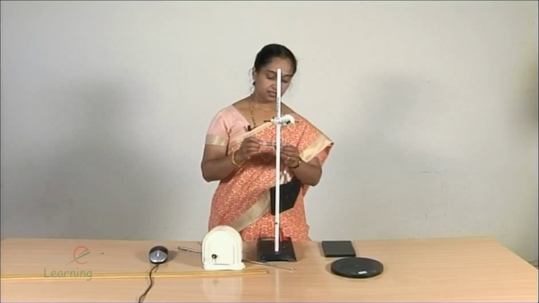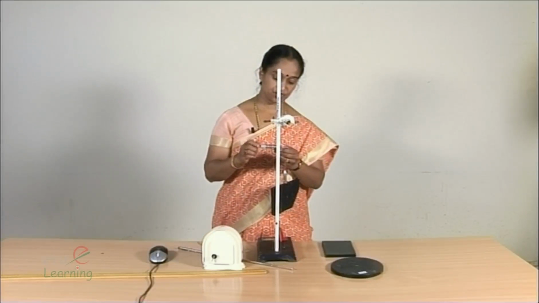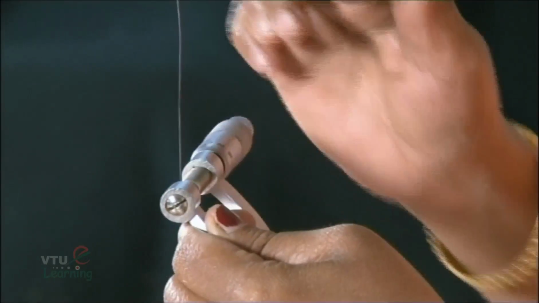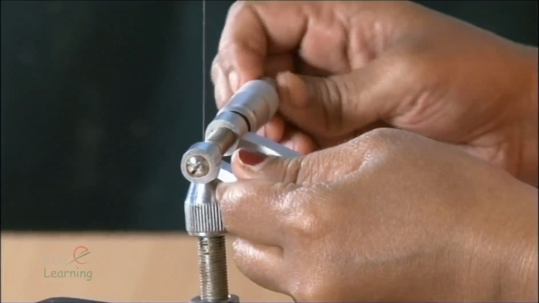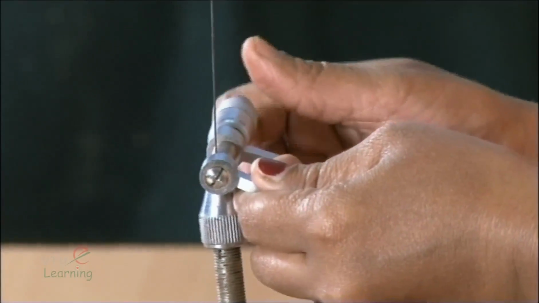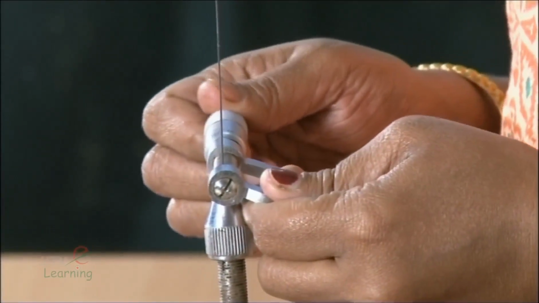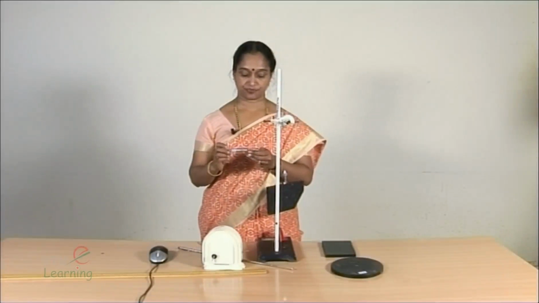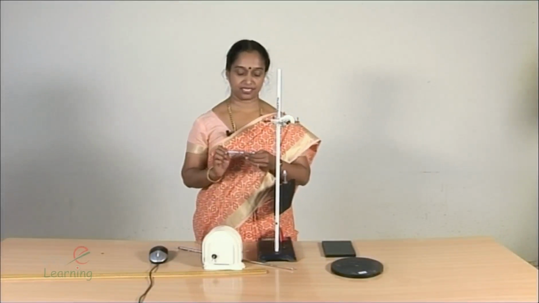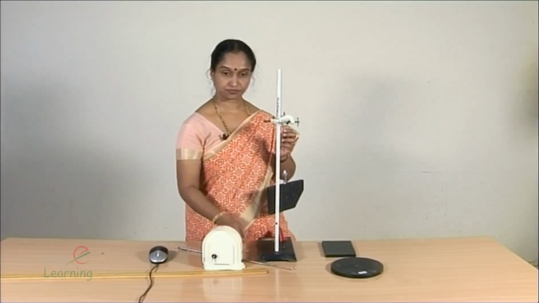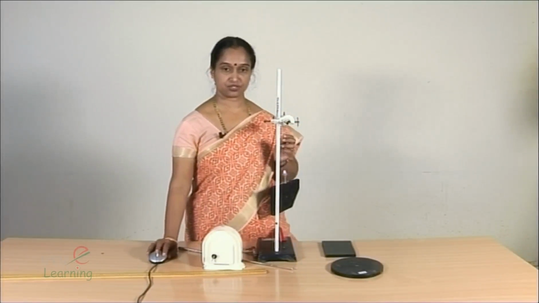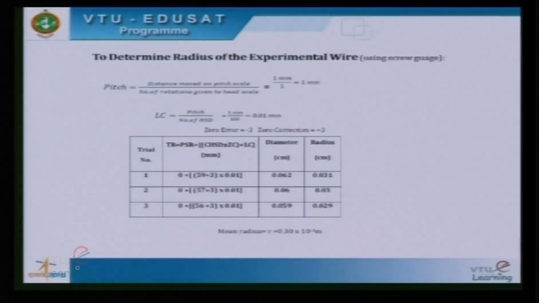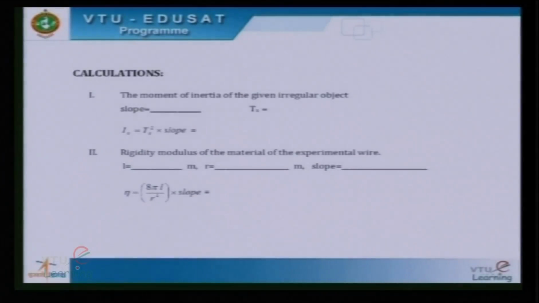So, by noting the readings at 3 different positions of the wire, tabulate the corresponding readings and evaluate the radius of the wire. The mean value of radius is noted from the table, and calculations.